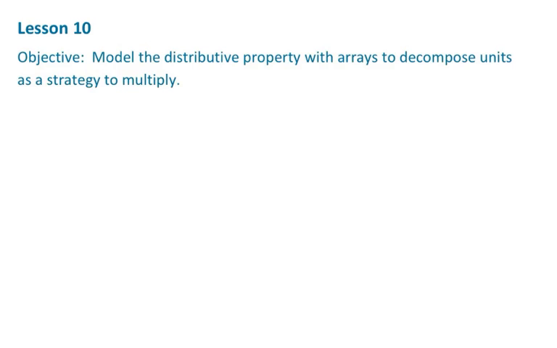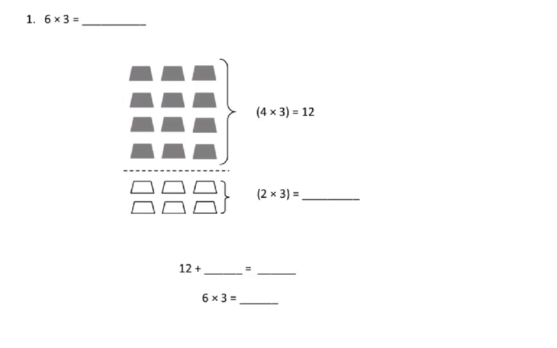This is Grade 3, Module 1, Lesson 10, and the objective in this module is to model the distributive property with arrays to decompose units as a strategy to multiply. And we're going to look at number 1, and number 1 says 6 times 3 is blank.